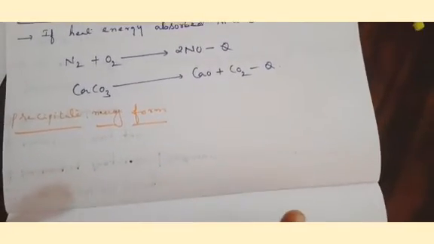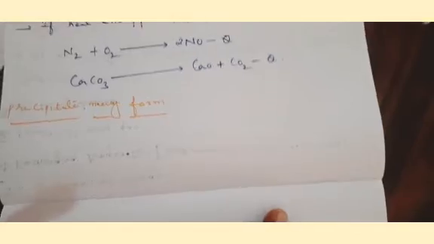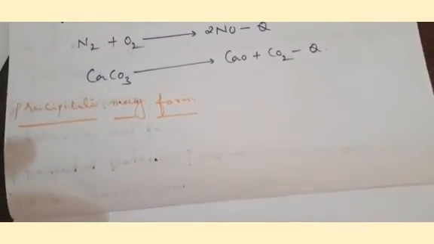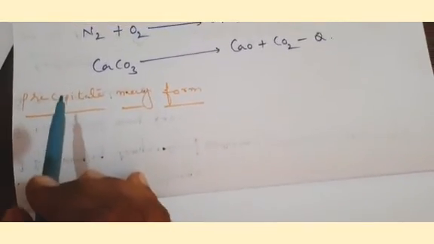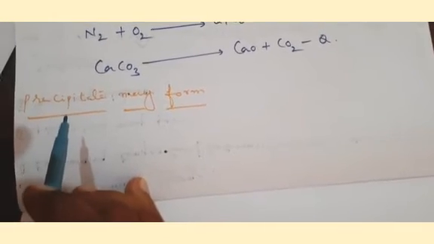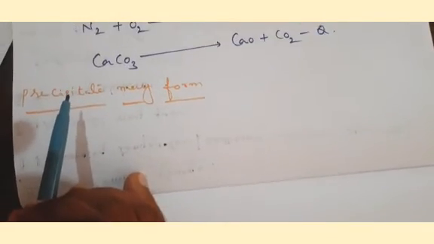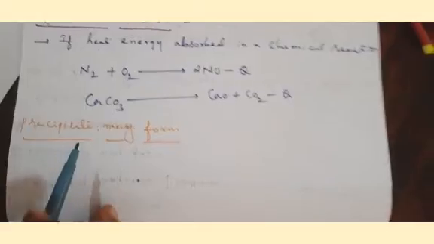And next, a precipitate may form in a chemical change or chemical reaction. So what is a precipitate? A precipitate is an insoluble substance. An insoluble substance is called a precipitate.